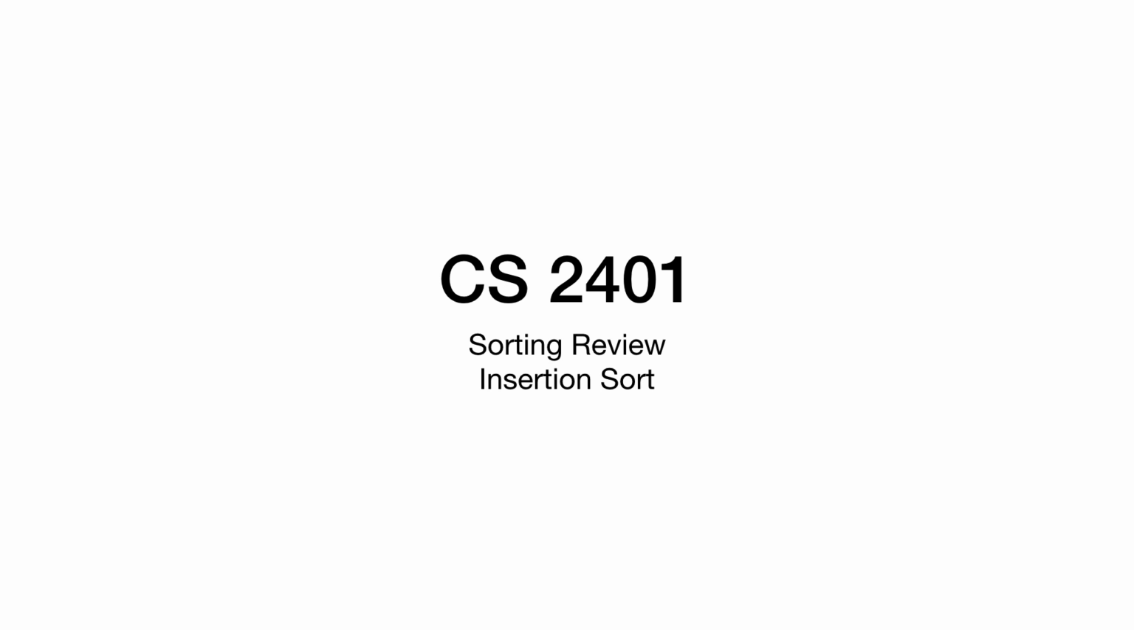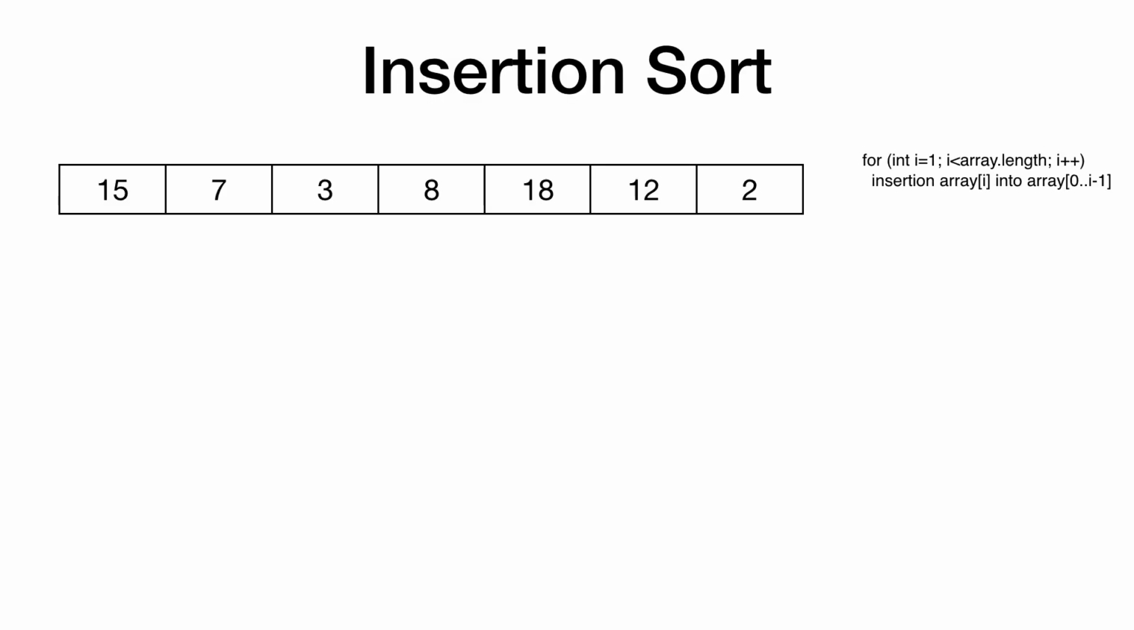So the first sorting method that we went through was insertion sort. Again, like we said before, insertion sort tries to figure out where the first element in the unsorted portion of the array goes in the sorted portion of the array. So here we have some unsorted array, right? And initially everything is in the unsorted part.